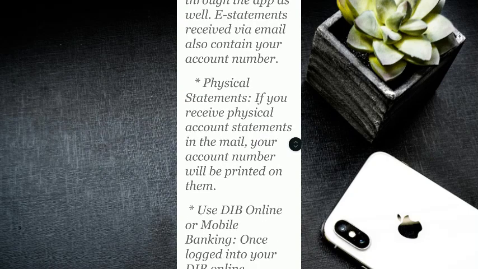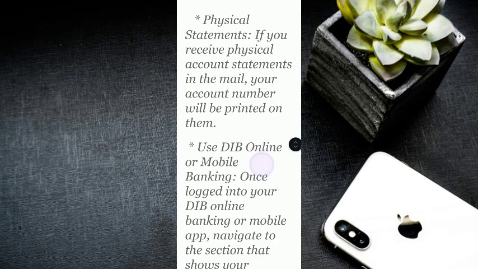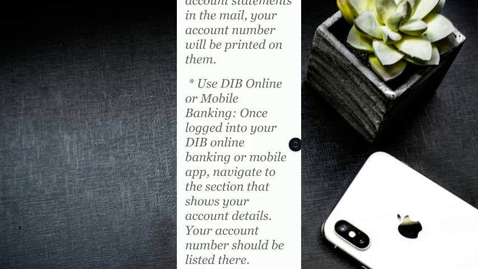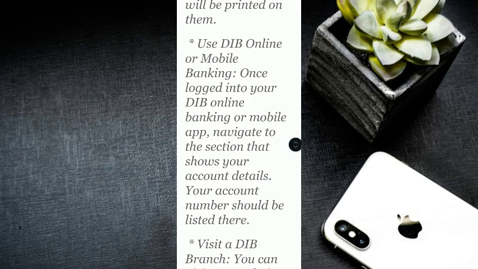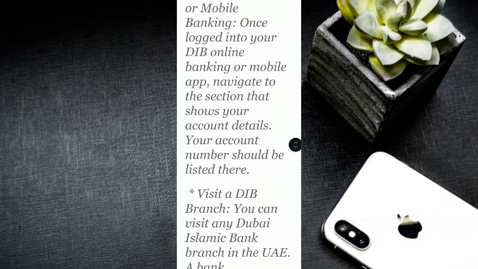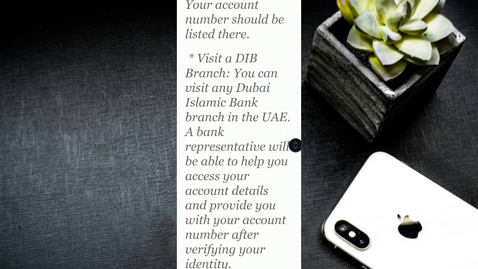You can use a physical statement. If you receive physical account statements in your mail, your account number will be printed on them. You can also use DIB online or mobile banking. Once logged into your DIB online banking or mobile app, navigate to the section that shows your account details. Your account number should be listed there.